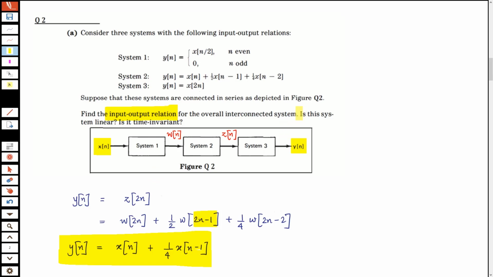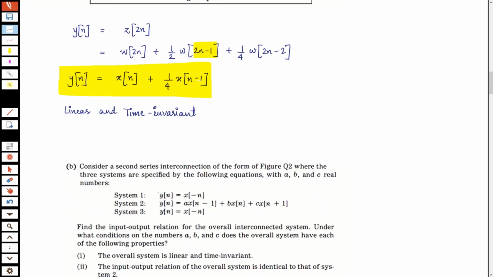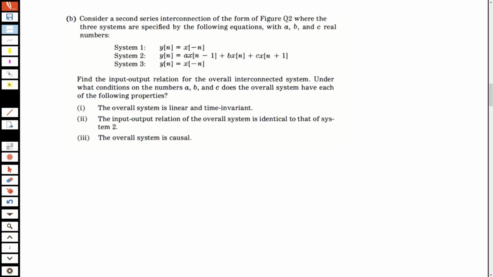The next part of this question is: is this system linear? Is it time invariant? We've already covered linearity and time invariance in a previous tutorial, so I would leave that to you, for you to find that this system is indeed linear and time invariant. Okay, how? Please derive it yourself.